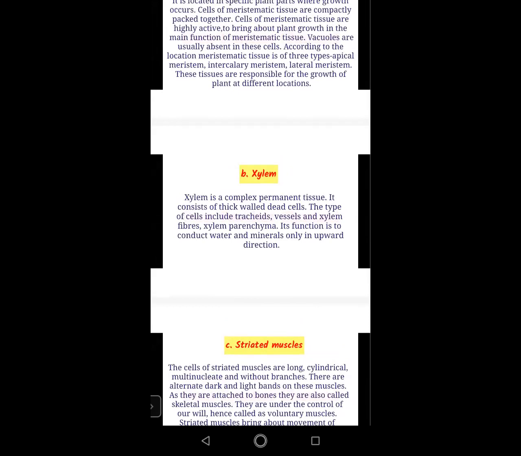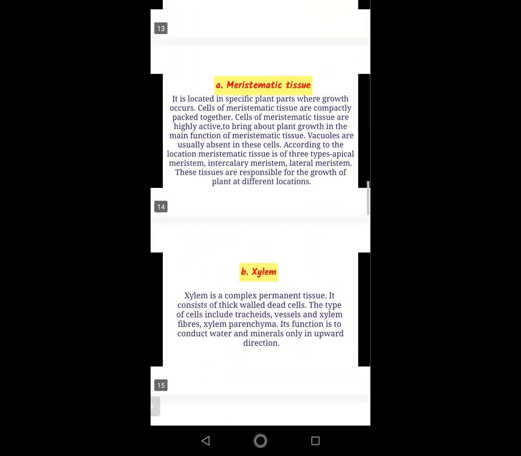Please note down this. Okay, students, I will note down this.